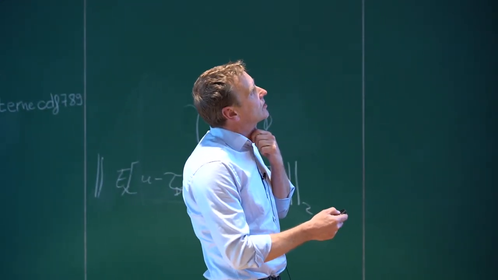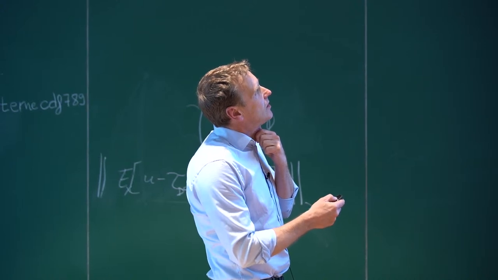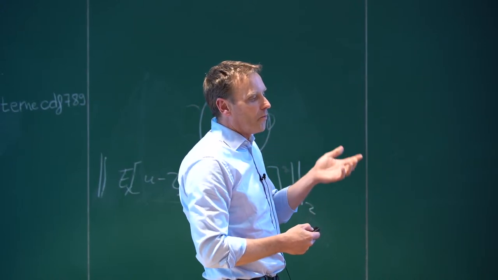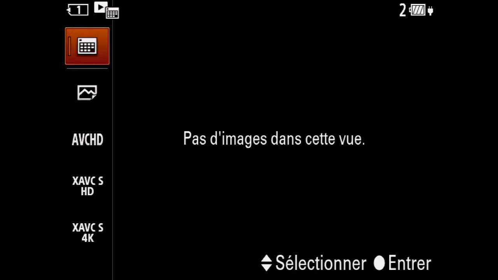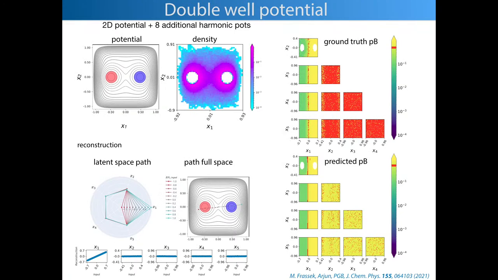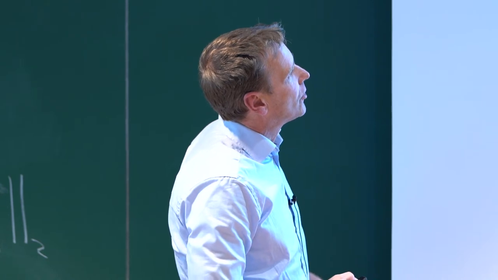So if we first test it on a simple double well, this is a 2D potential that is integrated. So this is just overdamped dynamics. It has 10 dimensions. So there are 8 dummy dimensions, which are harmonic potentials. And so particles can just run around in A and occasionally make this switch between the two. Here is the density outside of the stable states. It's just for your reference.